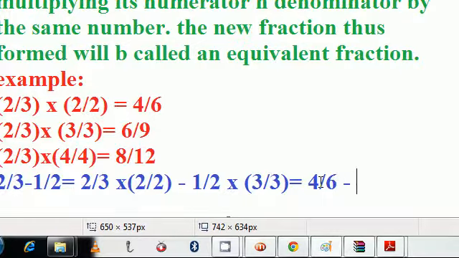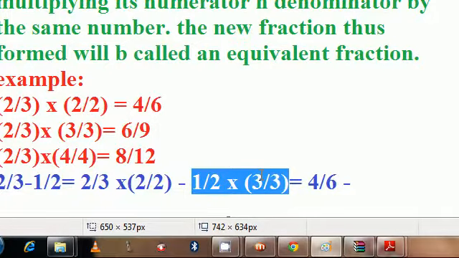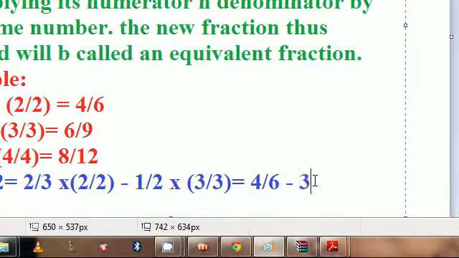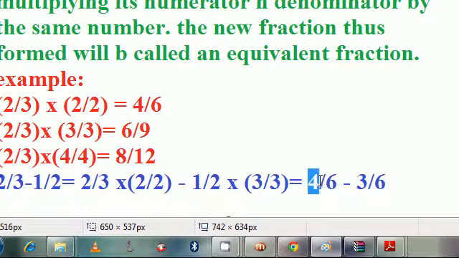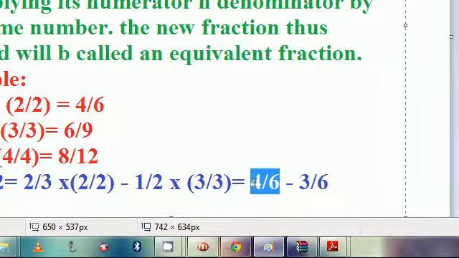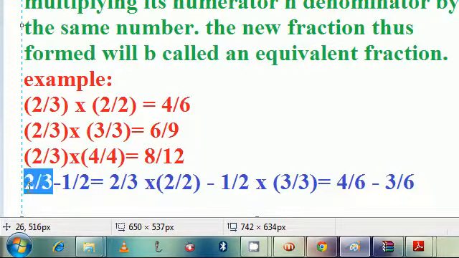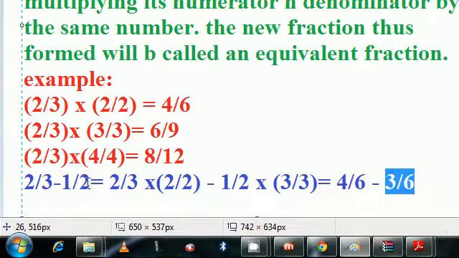Then we will have a minus sign. Now what will be the solution of this expression? 1 multiplied by 3 in the numerator, 2 multiplied by 3 in the denominator. So 3 by 6. Try to understand one thing. When I am saying 2 by 3 minus 1 by 2, this is the same as saying 4 by 6 minus 3 by 6, because 4 by 6 is the equivalent fraction of 2 by 3, and 3 by 6 is the equivalent fraction of 1 by 2.